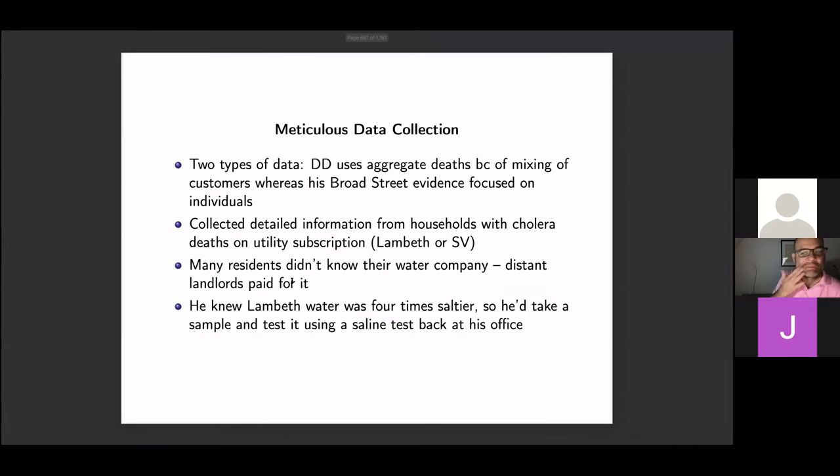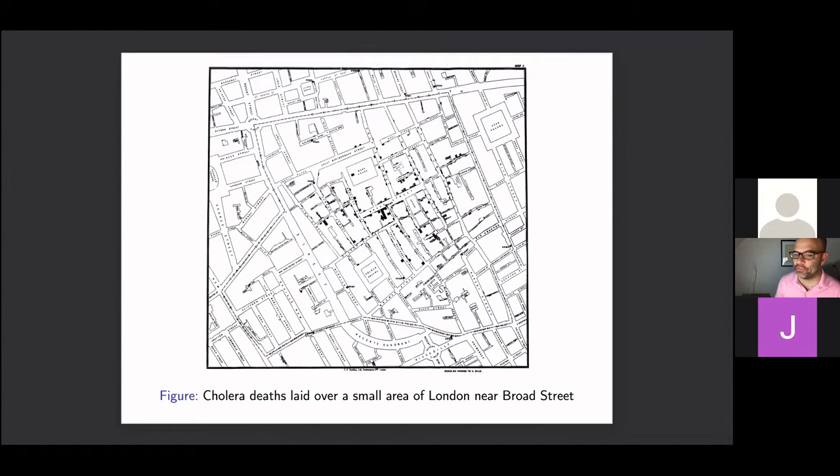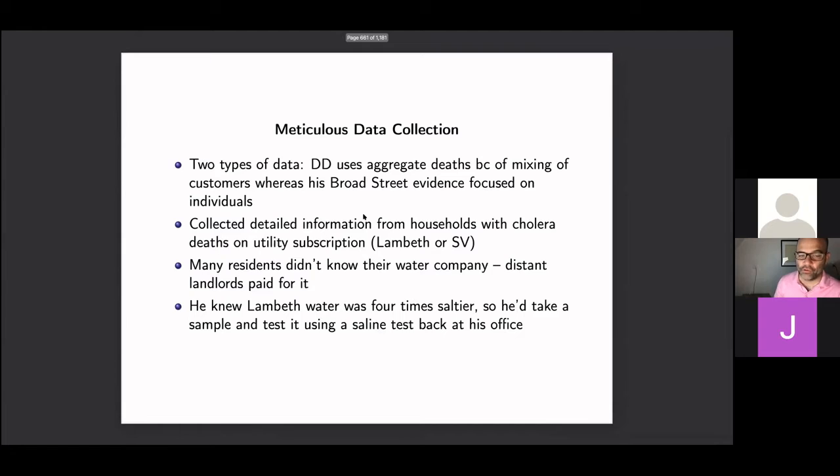So there are two types of data that you see in this book. In the Broad Street picture here, there's individual level data. So he stacks individual level deaths at locations, not for the whole region. He's not reporting deaths for the whole region. He's reporting individual level deaths at specific locations. For the Lambeth, Southwark, Vauxhall section of the book, he's going to report aggregate deaths. He's going to report averages. He collects detailed information from households with cholera deaths and matches it with their utility subscription.